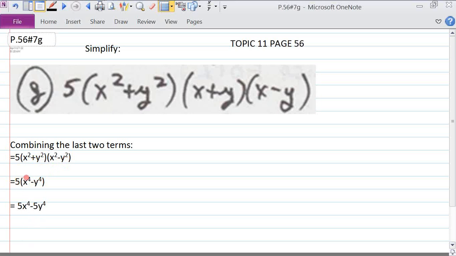And now I use the distributive rule. 5 times x to the 4th gives me 5x to the 4th, and 5 times minus y to the 4th gives me minus 5y to the 4th. So we combine these two together, and we just really have the first and last term because the inner and the outer cancel to sum to 0, and I get this. And then when I multiply this by this, again the inner and outer cancel, so the first times the first and the last times the last give me that, and then I use the distributive rule.